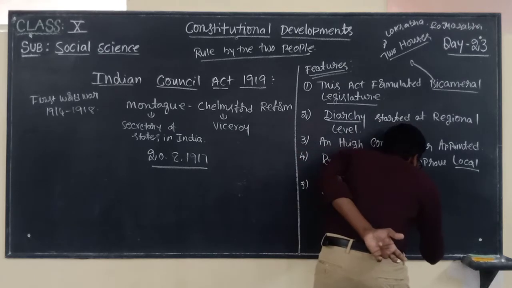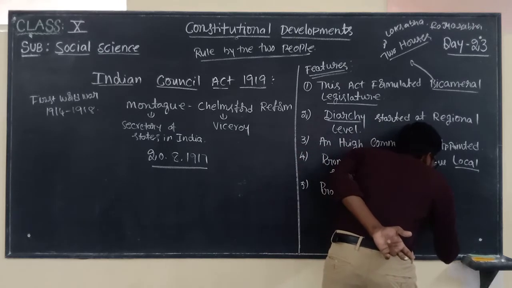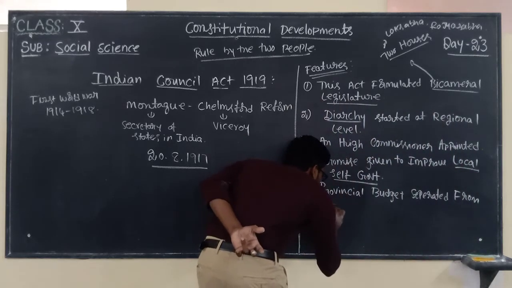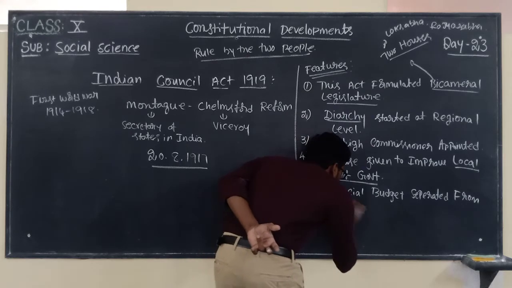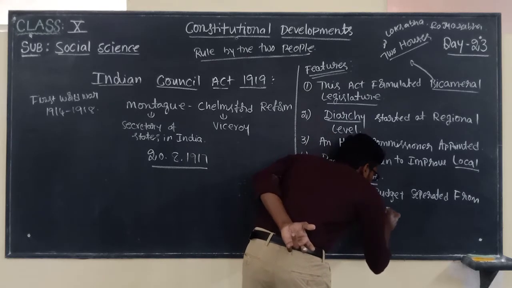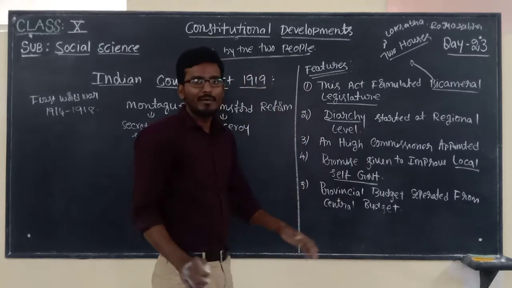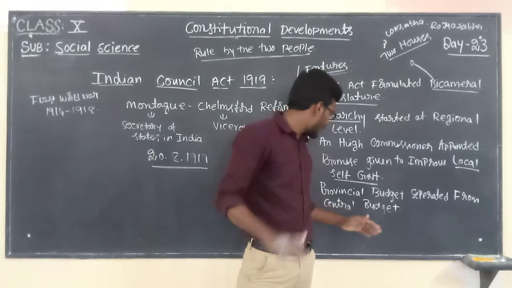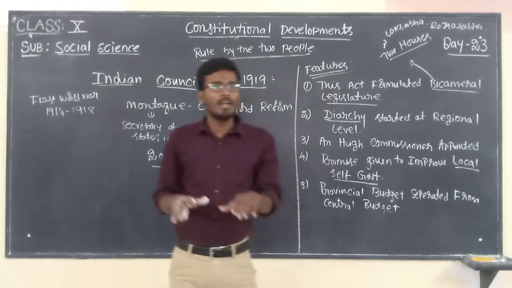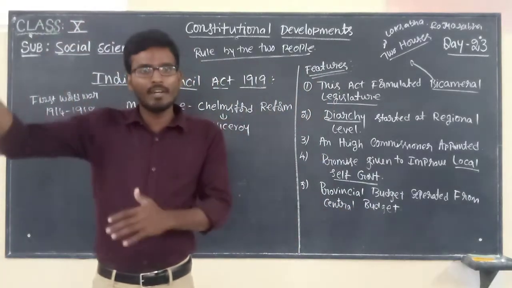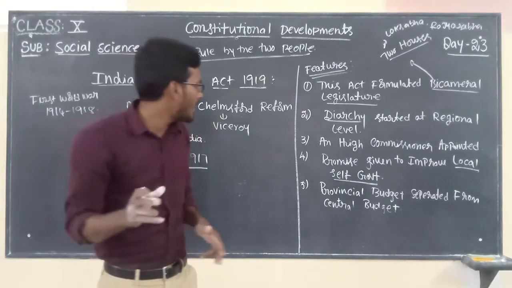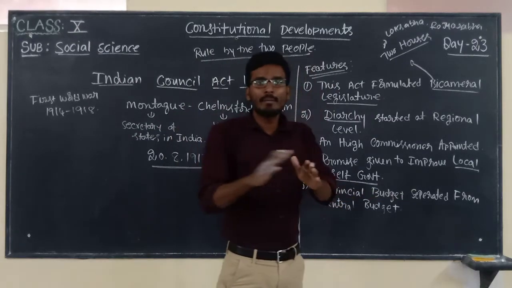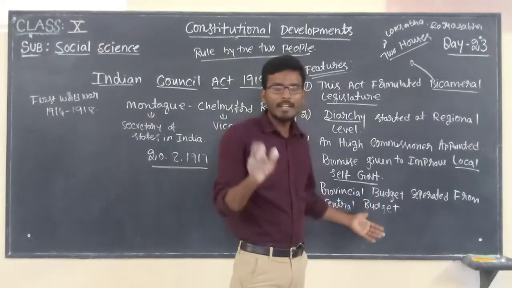Provincial budget separated from central budget. Provincial means the regional budget is separated from the central budget. For example, at present you can see the central budget is different, the state budget is different. In the same manner, under the Indian Council Act 1919, the provincial budget is separated from the central budget.